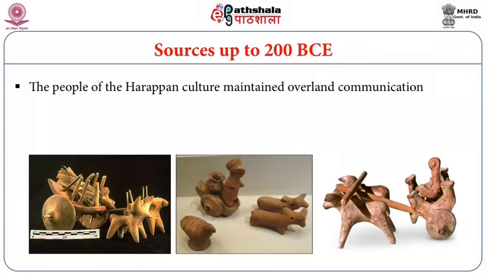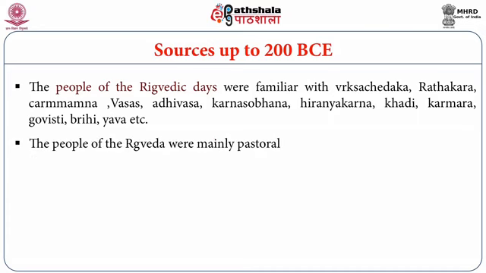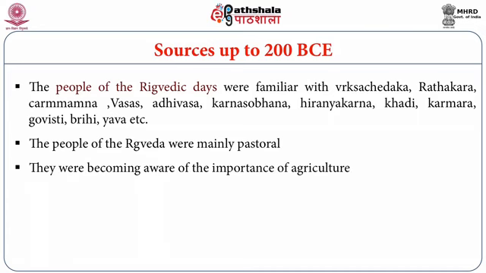The people of the Harappan culture maintained overland communication. They used wheeled carts. They used watercrafts. The people of the Rigvedic days were familiar with words like Vrikshachedaka, Rathakara, Charmamna, Vasas, Adhivasa, Karnasobhana, Hiranyakarna, Khadi, Karmara, Govishti, Vrihi, Yava, etc. The people of the Rigveda were mainly pastoral. They were becoming aware of the importance of agriculture.